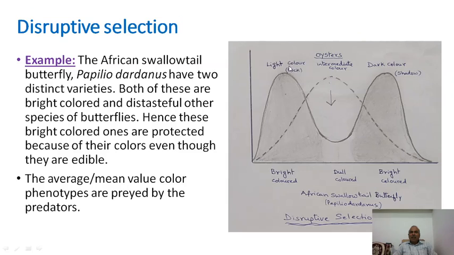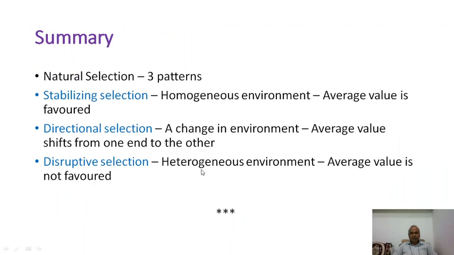Likewise oysters: light oyster settled on rock, escaped. Dark oyster settled on shadow, escaped. But the intermediate colored oyster is easily identifiable by the predator and their number got reduced. So whenever their number got reduced, they have low reproductive chances. Low reproductive chances means low allelic transfer. That is why allelic representation in the next generation of this particular variety will become low. As a result, it is eliminated and the two extreme values got selected.